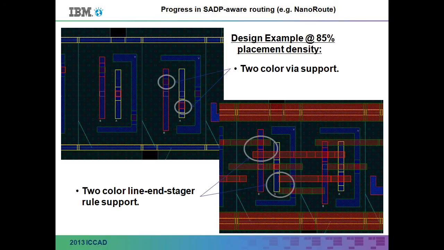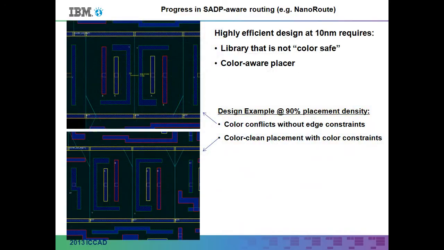But here are just some examples that we now see: via coloring coming out of the router, which is a good enhancement. We see the line and stagger rules being enforced by the routers. And we've now also started working on the cell flipping and color swapping for color aware placement.